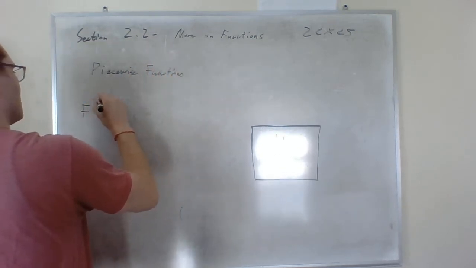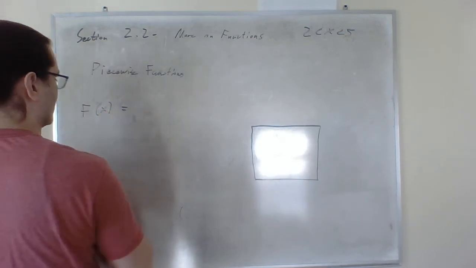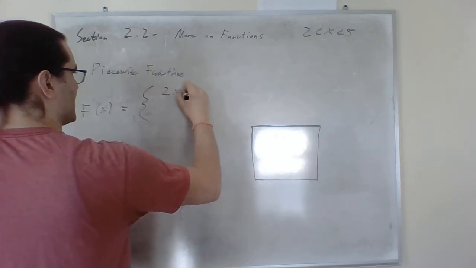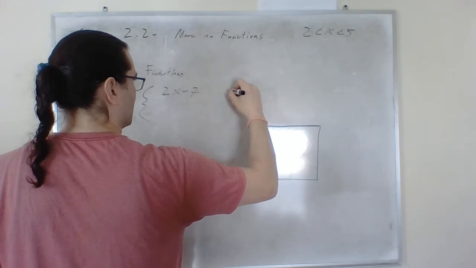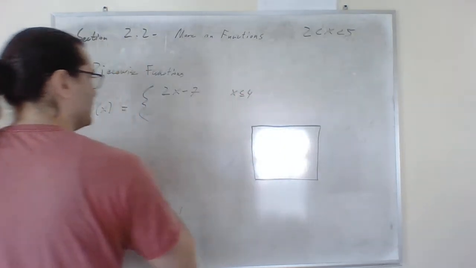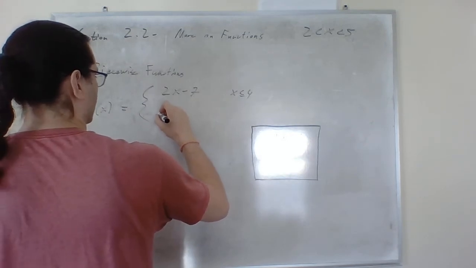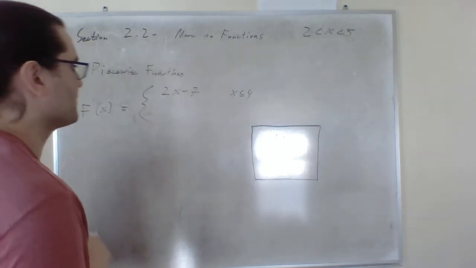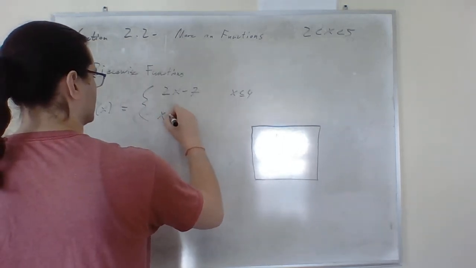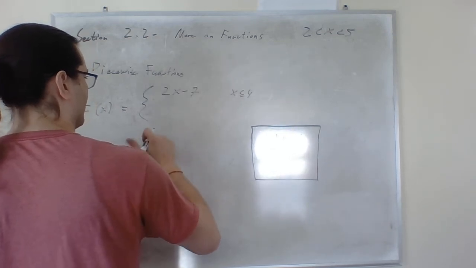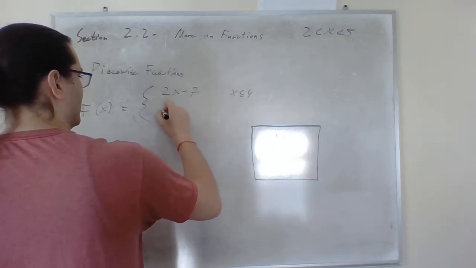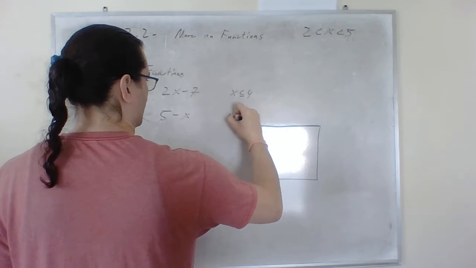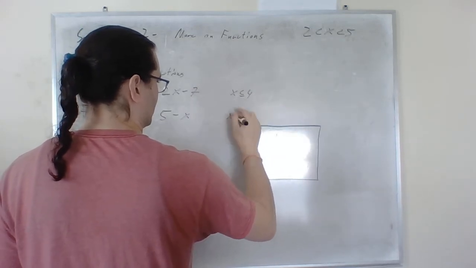Piecewise functions, when written analytically, look a little something like this. F of x equals, let's say, 2x minus 7 when x is less than 4, and so when x equals 4, that'll be 1. So we'll just say x, or 5 minus x. That'll work. 5 minus x when x is greater than 4.